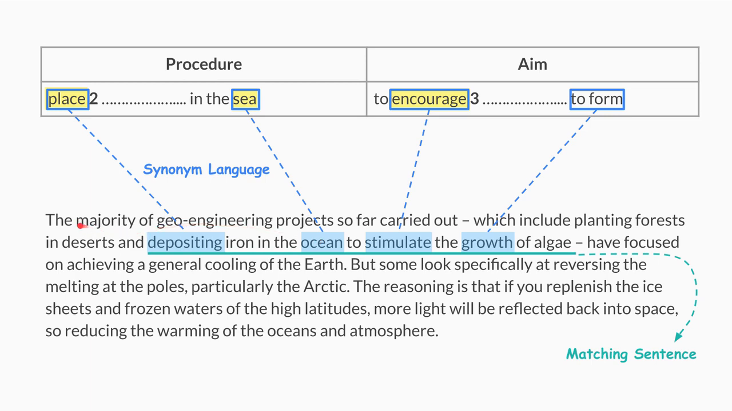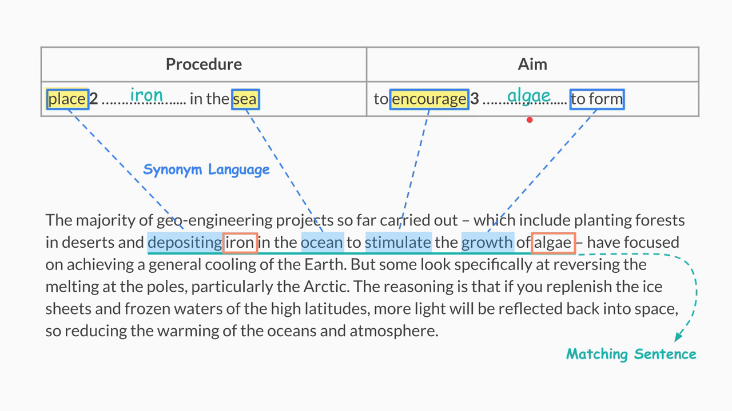The sentence says, "The majority of geoengineering projects so far carried out, which include planting forests in deserts and depositing iron in the ocean to stimulate the growth of algae, have focused on achieving a general cooling of the earth." All right, so place what into the sea? Deposit what into the ocean? Deposit iron into the ocean. Deposit iron in the sea. Okay, and then here we have stimulate the growth of what? Encourage what to form? Encourage algae to form. So the correct answers are iron and algae.